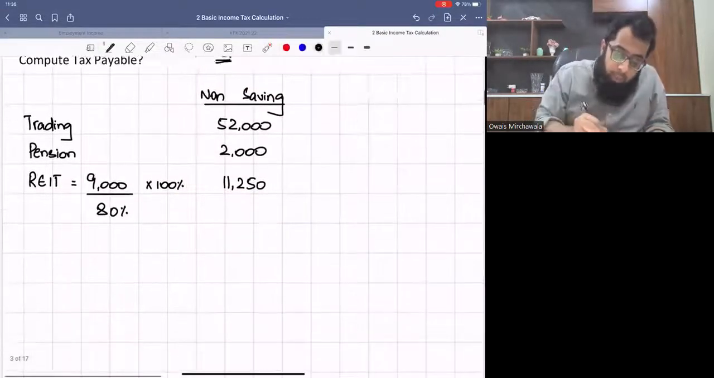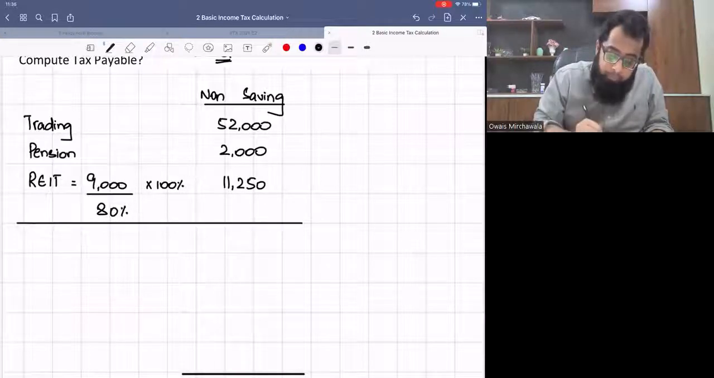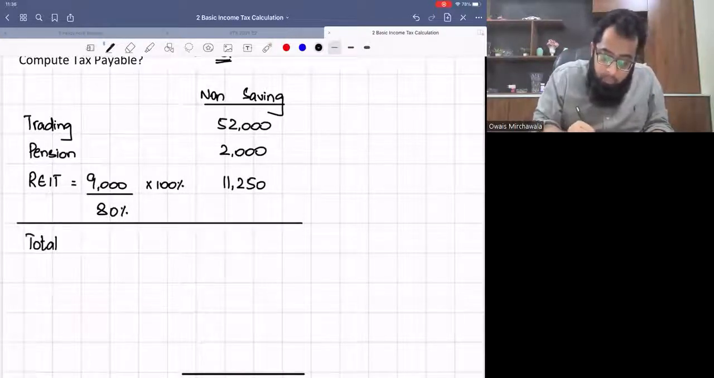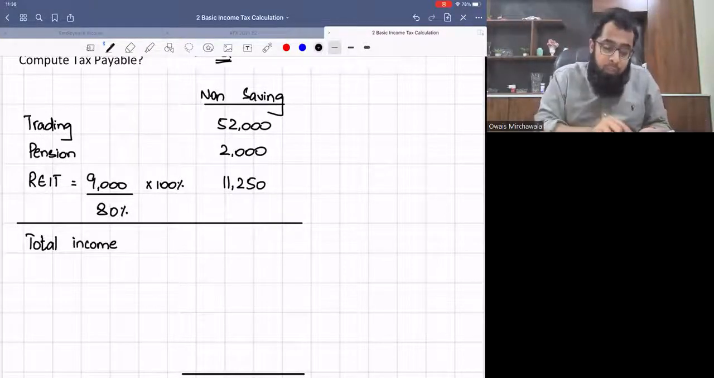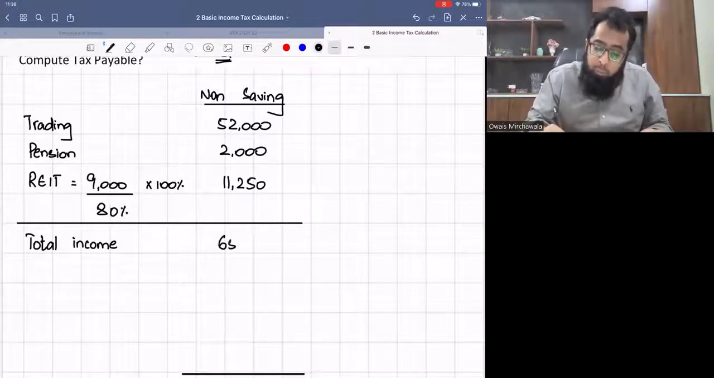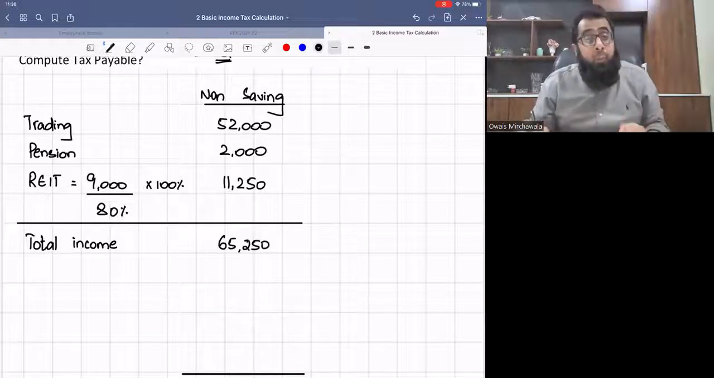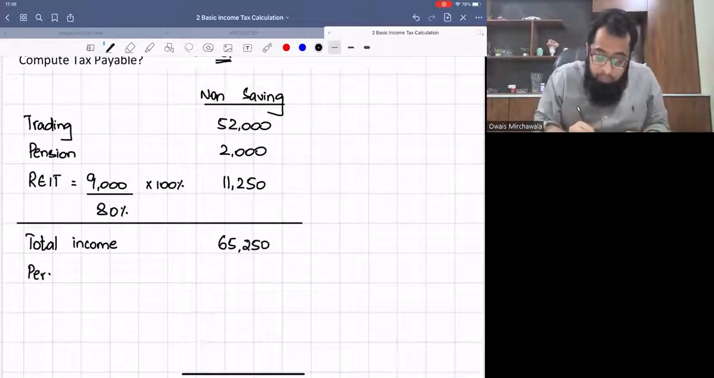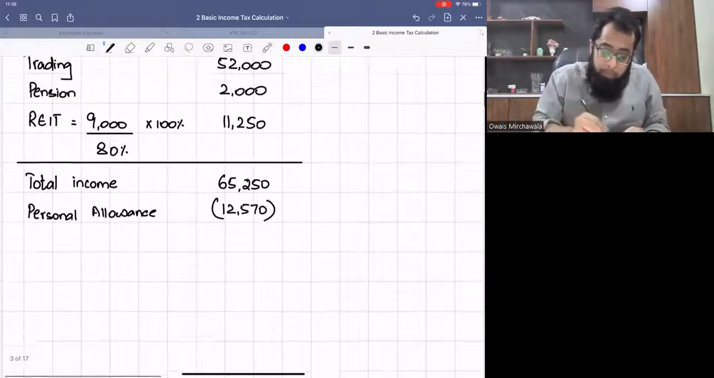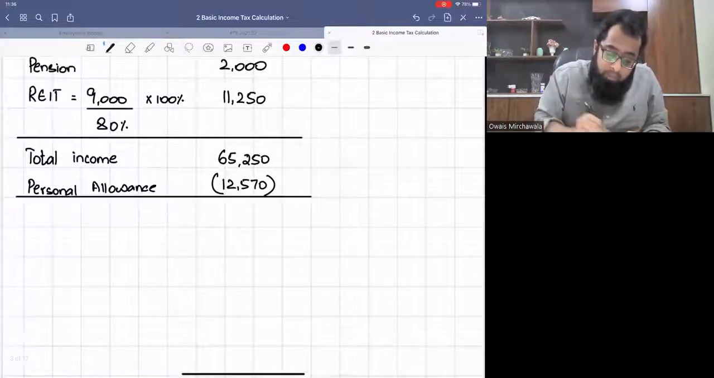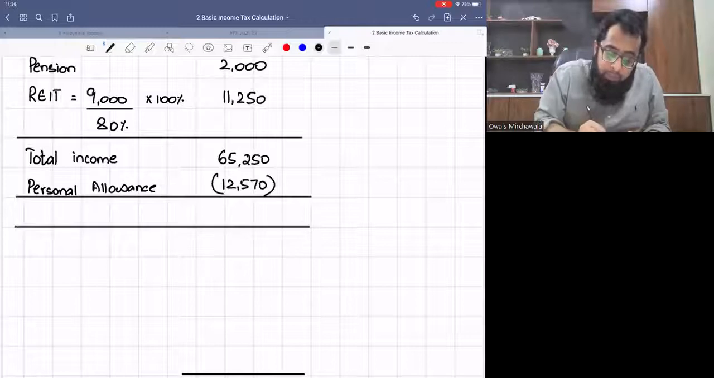Okay. Now, our total income is 52,000 plus 2,000, 54,000, plus 11,250. So it will be 65,250. Now we will deduct the personal allowance from it. The personal allowance is 12,570. This gives us the taxable income.